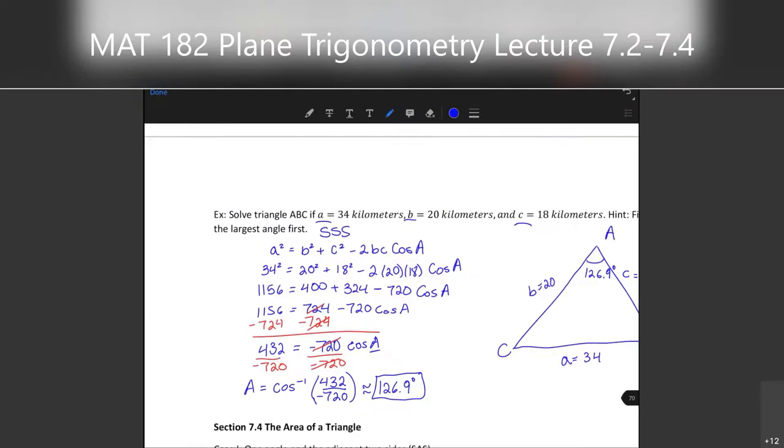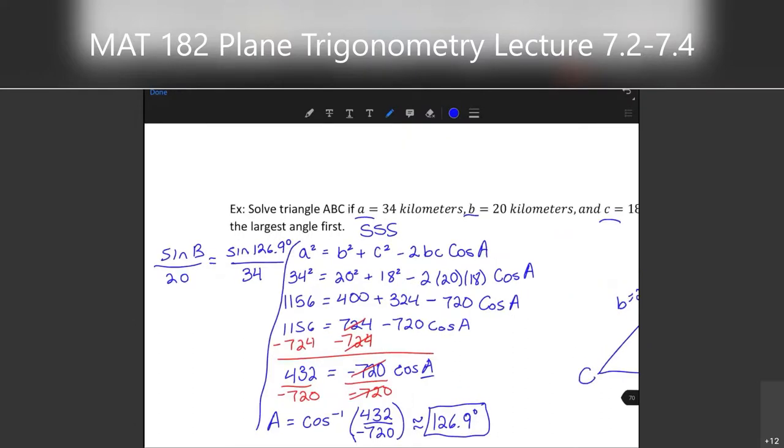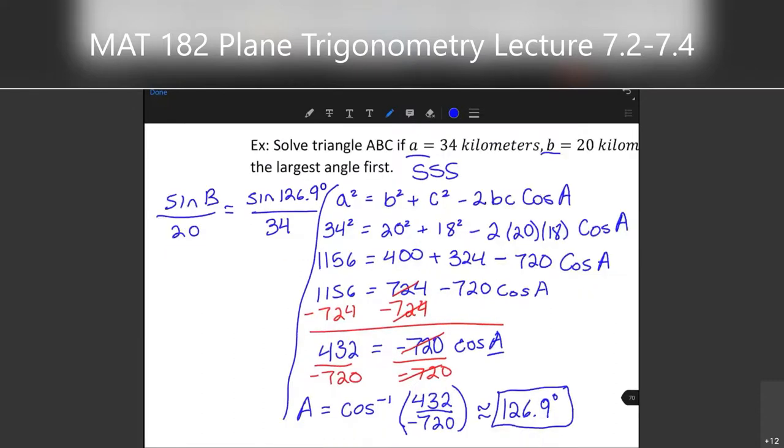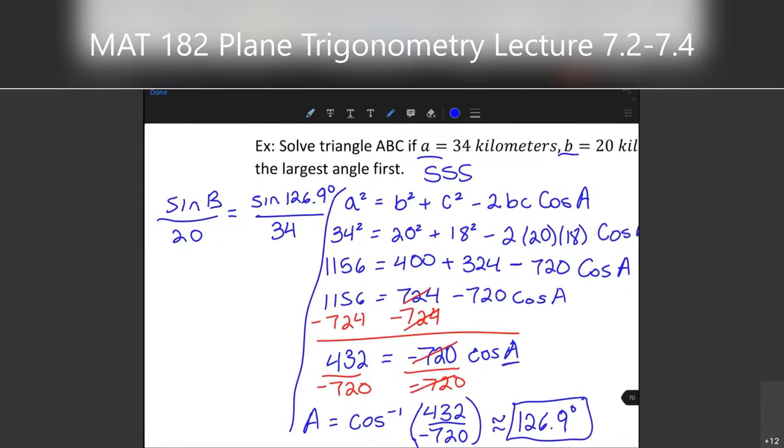So let's do it. I'll do it on the left side here with some more space. Sine of B over side length b equals, we do know the A ratio now, so that would be sine of 126.9 over side length A, which is 34. We'll use that on the left side. As we set it up like this with the sine of B in the numerator, we can simply multiply by b on both sides to get sine B by itself.